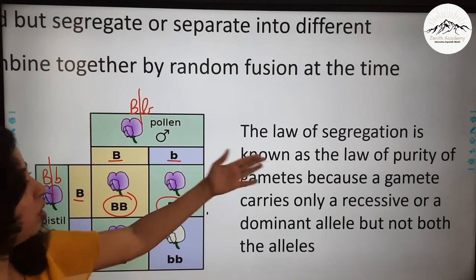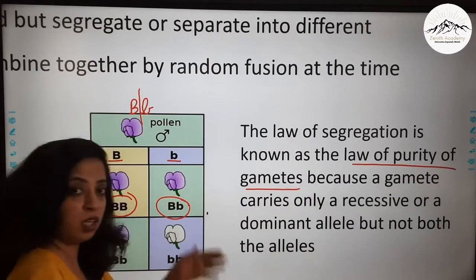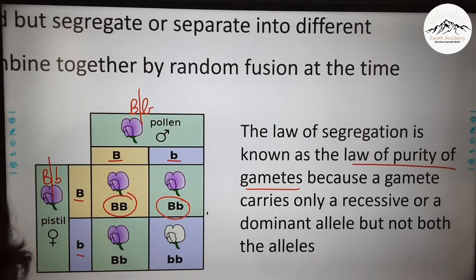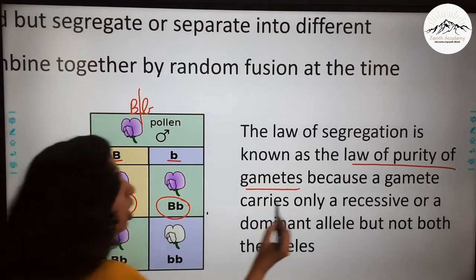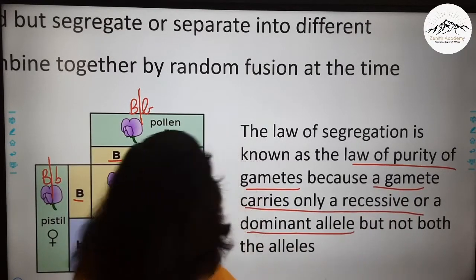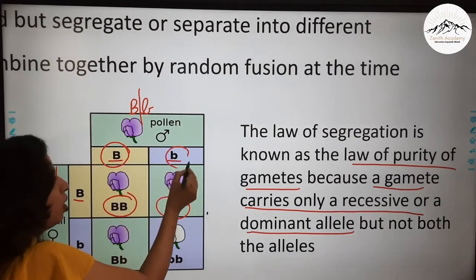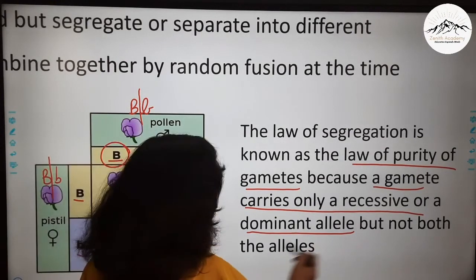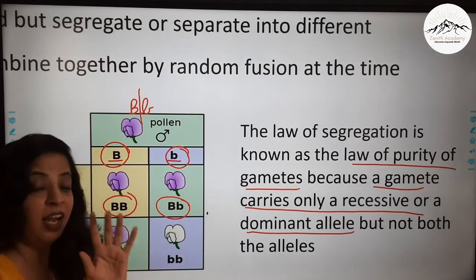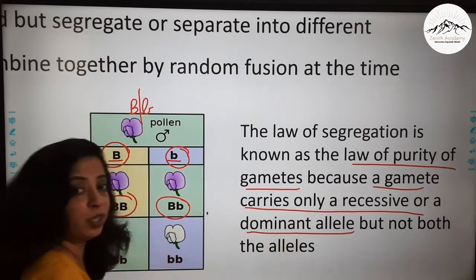Now the law of segregation is also known as the law of purity of gametes. So this is the other name of this law. Why is this law also known as the law of purity of gametes? Because a single gamete carries only either a dominant or a recessive allele, but not both the alleles. It does not contain both the alleles. That is why it is also known as the law of purity of gametes.